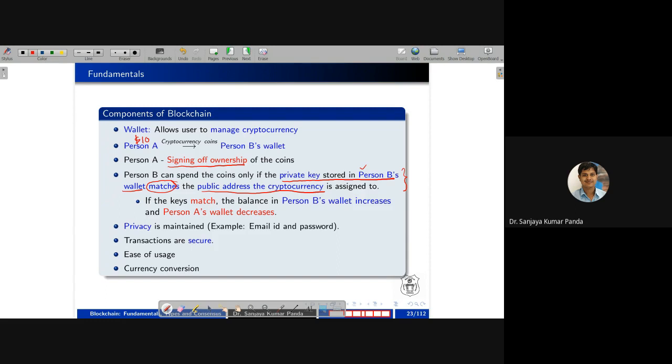This private key which is stored in person B's wallet is not known to person A. So we have maintained the privacy, and the transaction is also very secure. Unless there is any modification, definitely we can identify it while we are matching, and it is very easy to use, and there is no need of any currency conversion, right? I have purchased the cryptocurrency, or I have sent that cryptocurrency coins to my receiver. So I need not worry about whether it is in dollar or, let's say, in rupees or it may be in euro. So there is no need of this when we make a cross-boundary payment.